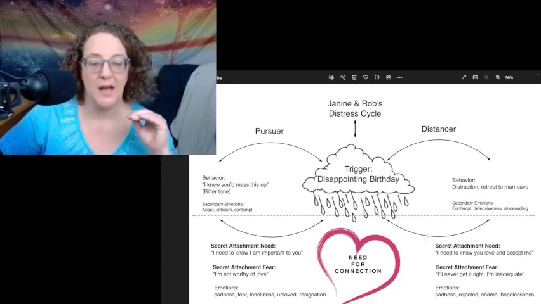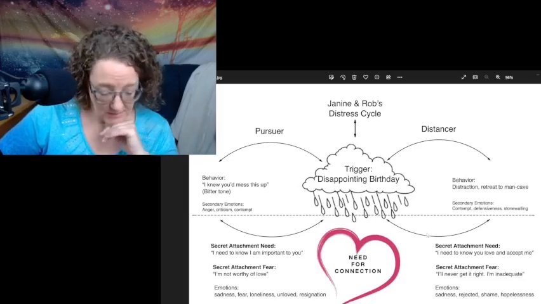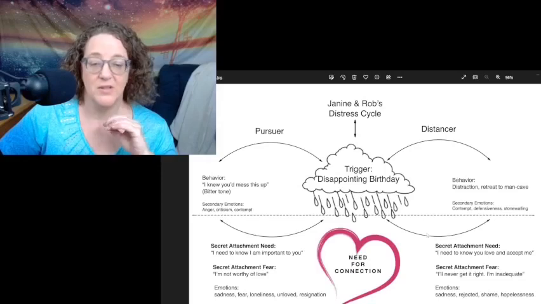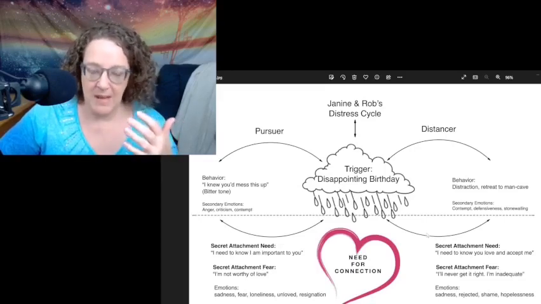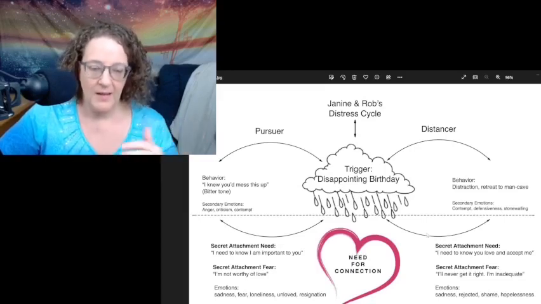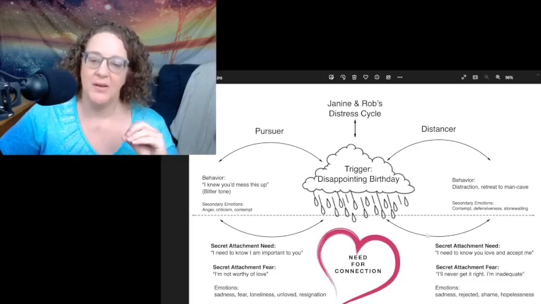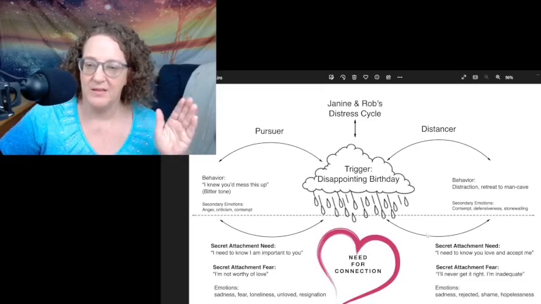And here we have this clinician, Joelle, using the language of secret. So it's secret attachment need, secret attachment fear. It may be secret. It may not be a secret. It may be something that they both know well, but it's definitely this primary emotion, this primary need. They're popping off of it quickly and moving into secondary and then the resulting behavior.